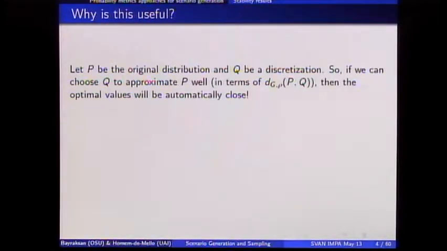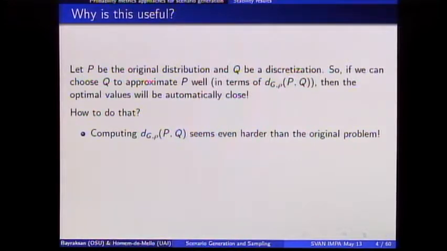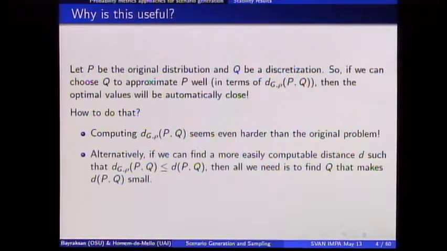So that's the comment, right? That they'll be close. But yeah, here's the comment, right? So calculating this distance seems even harder than the original problem, right? So it doesn't make sense to try to do this exactly. But if I can find a distance that bounds the dG, that's good, right?